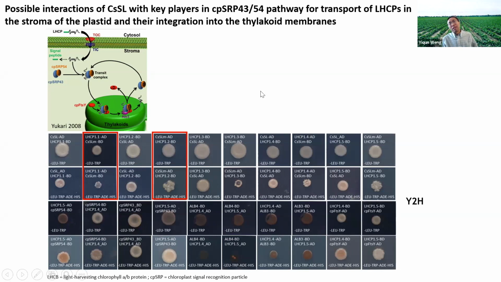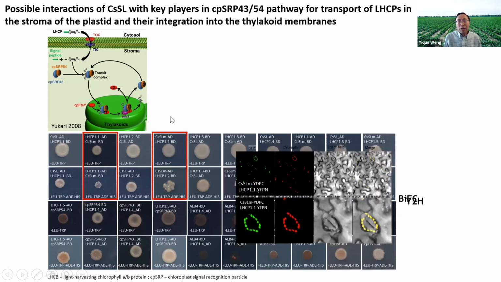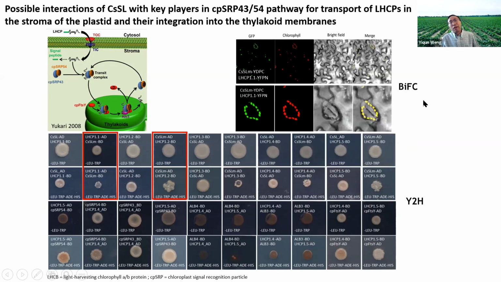So we examined the protein-protein interactions with Y2H of all the components in the pathway with the speculated protein, and we found the interactions. But there is some reduced interaction when the mutant allele is used for the interaction study. Many of those interactions were validated with BiFC.